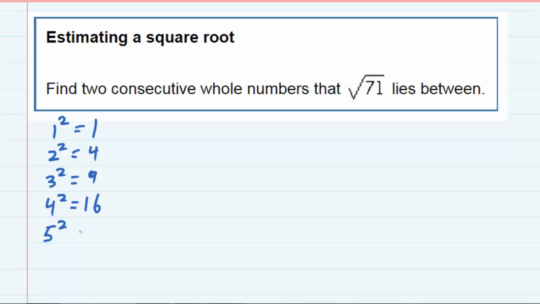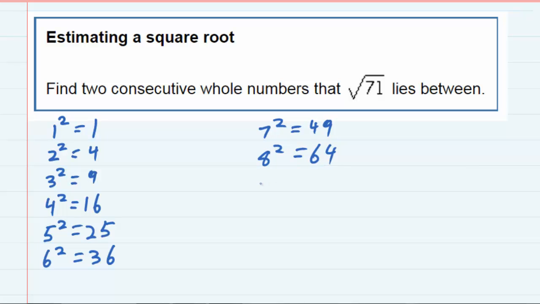But I would say it's definitely worth memorizing at least the first 10 perfect squares. Give us a little room. 7 squared is 49, 8 squared is 64, 9 squared is 81, and 10 squared is 100.